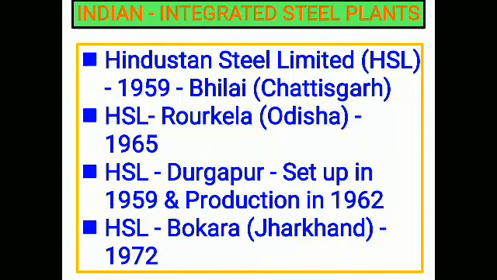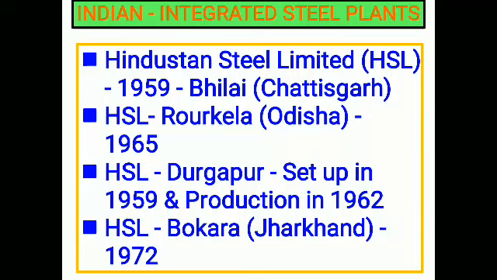The next category of steel plants come under HSL, that is Hindustan Steel Limited. There are 4 steel plants which come under Hindustan Steel Limited. One is at Bhilai, which was set up in the year 1959. The next one is at Rourkela in the year 1965.